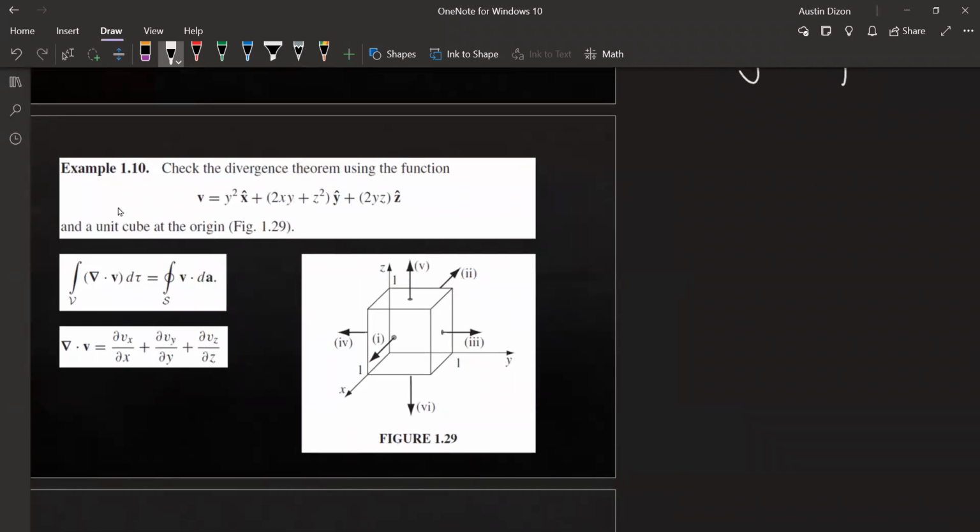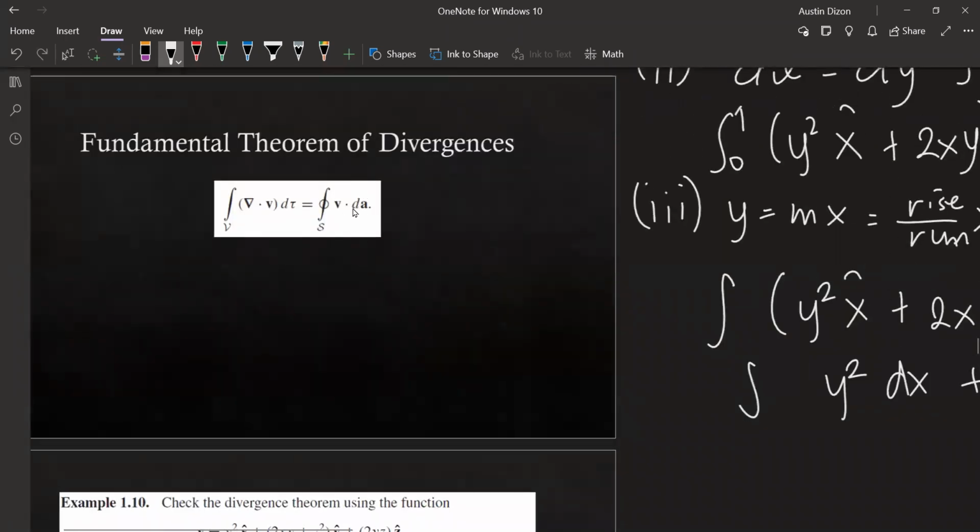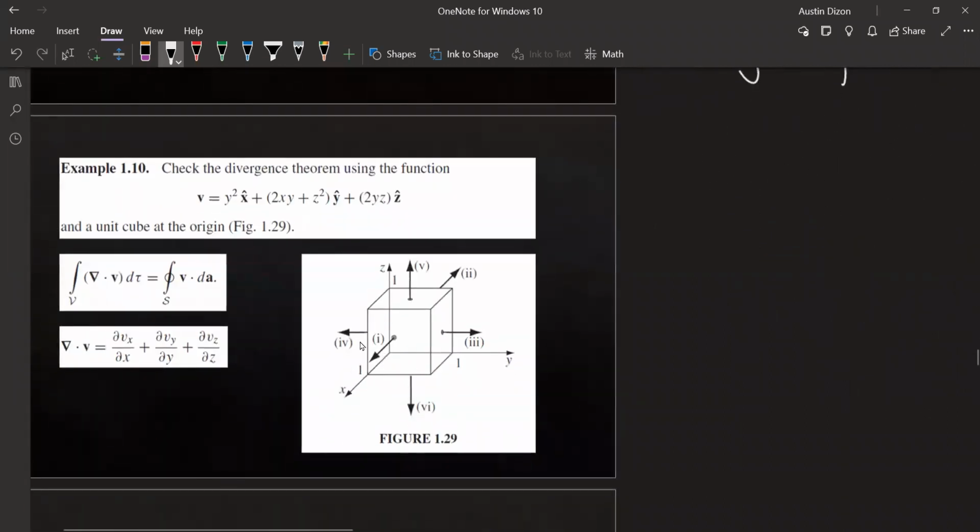Anong kailangan natin sa example is to check the divergence theorem using the function, this one, given by V. So, at the unit cube daw. So, yung closed area mo will be the cube as prescribed by the example. Okay, so kuhanin muna natin yung divergence ng V. Mukhang madali lang naman to. Divergence ng V.